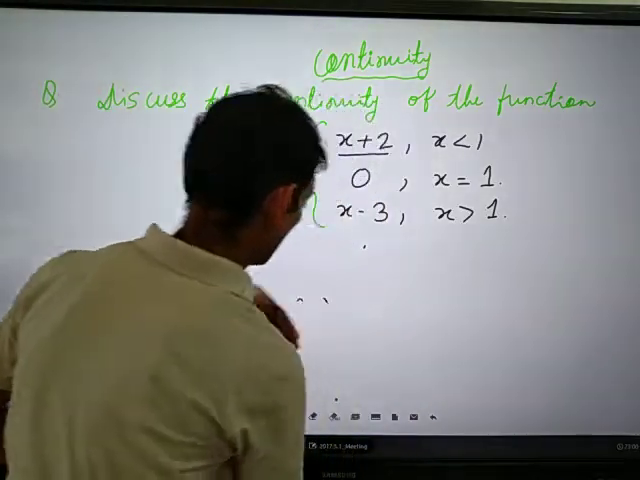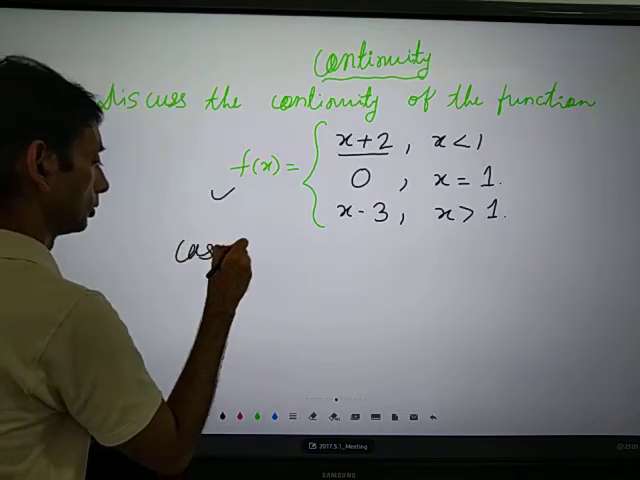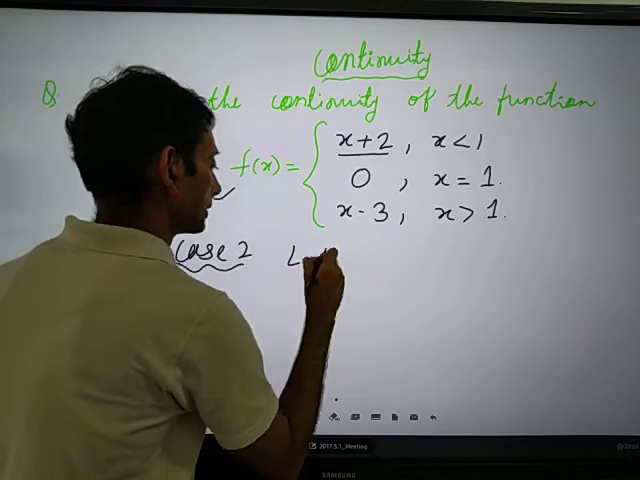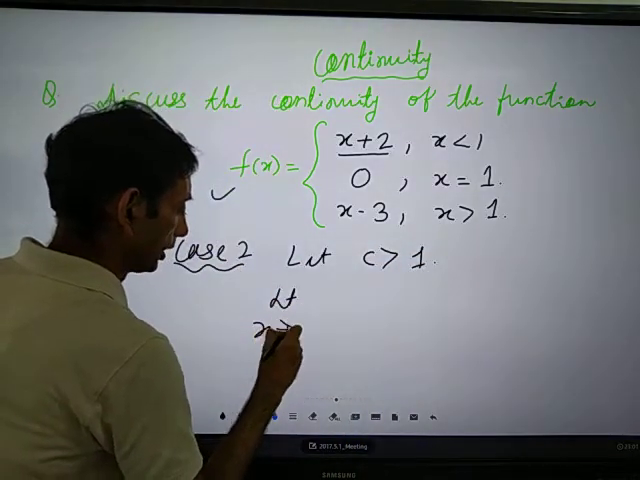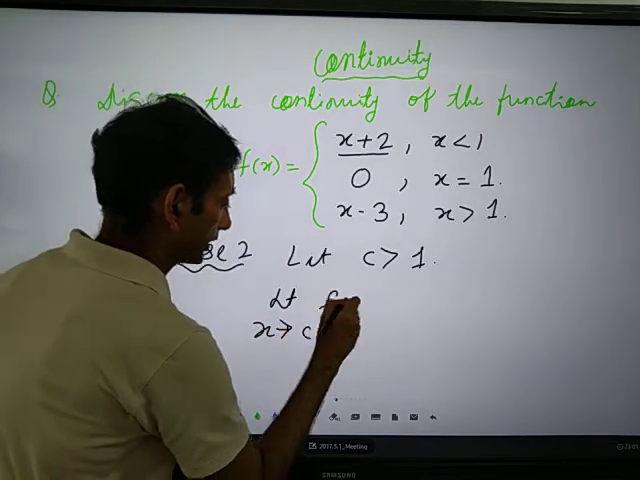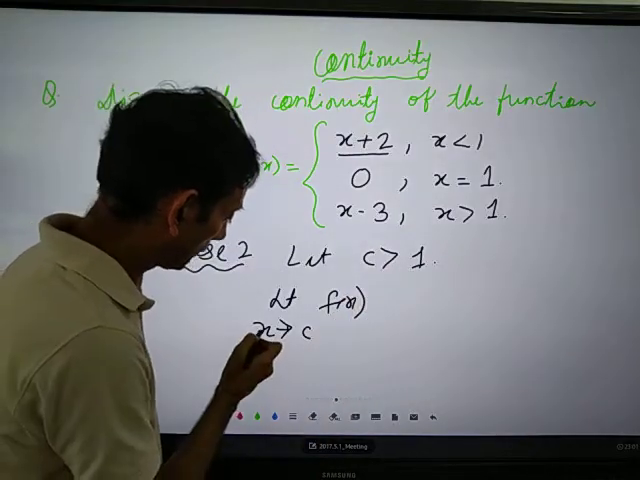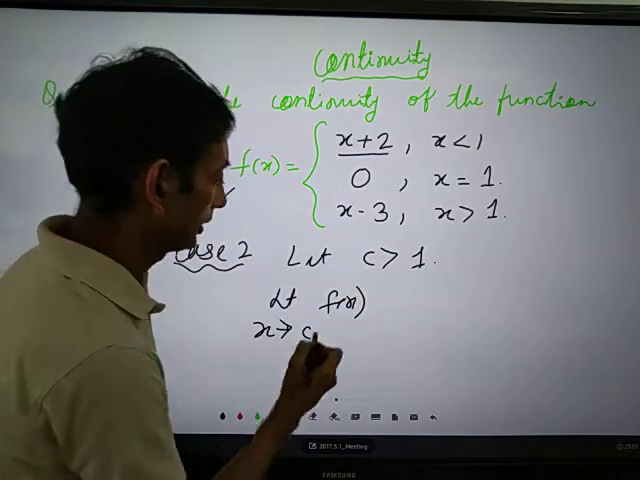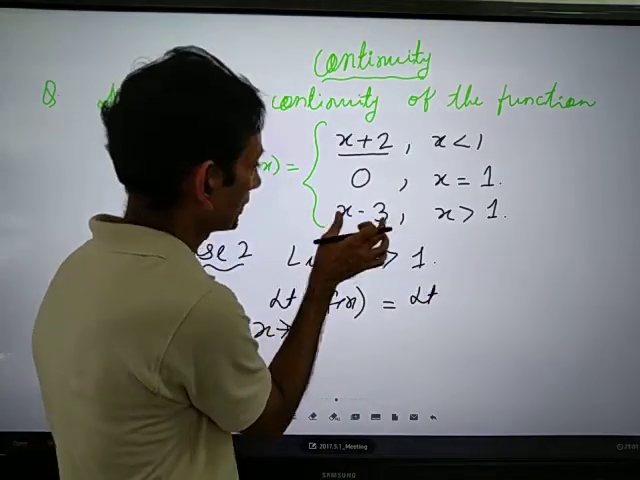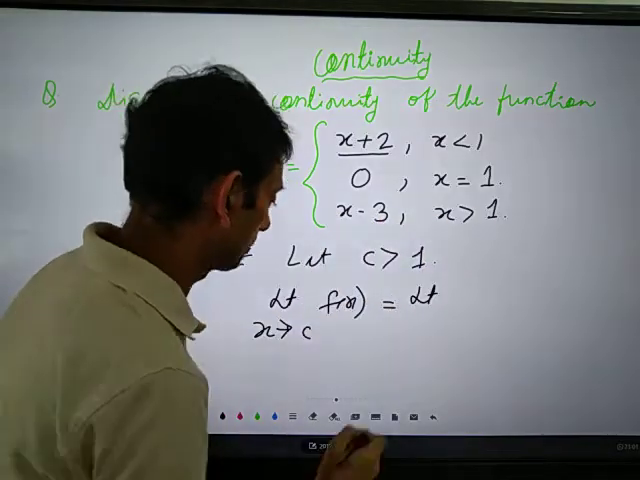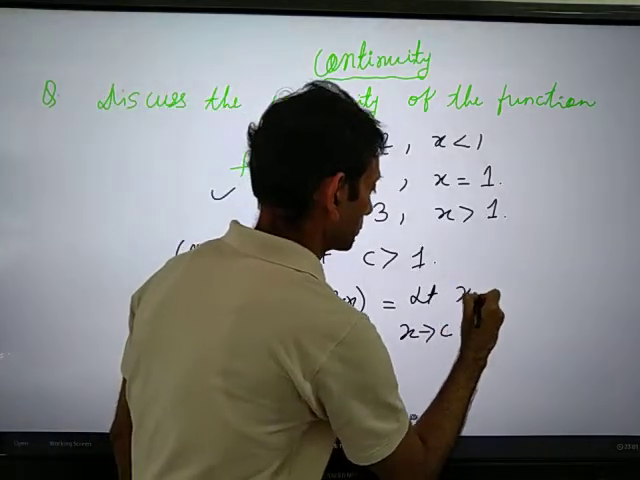This will be case 2. Let c be greater than 1. Similarly, we will just find out the limit, limit x approaches c of f(x). Here we have considered c greater than 1. So if you are approaching c from either direction, then the f(x) value is always x minus 3, because f(x) equals x minus 3 for x greater than 1. So limit x approaches c, f(x) is x minus 3.